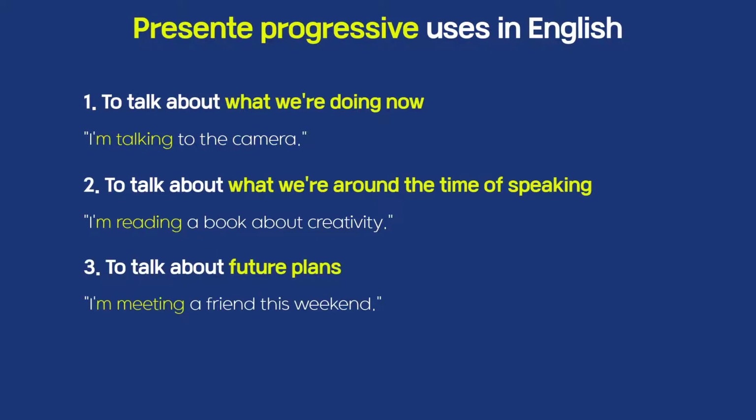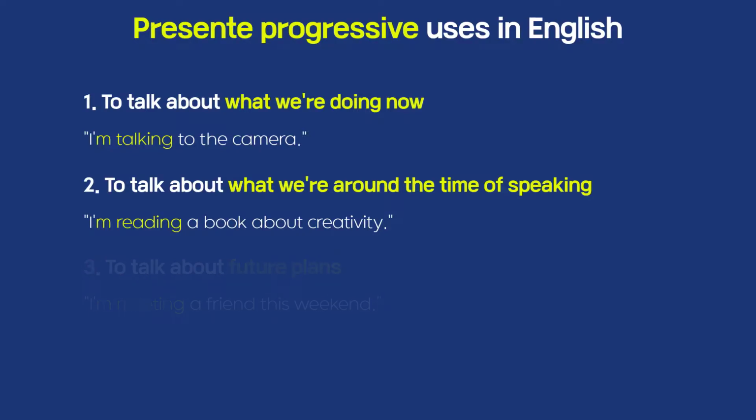Lastly, we use the present progressive to talk about future plans. So I can say, I'm meeting a friend this weekend. Now, there are other uses with the present progressive tense in English, but these are the three main uses. Now, in Korean, we don't use the present progressive verb tense to talk about future plans, but we do use it to talk about what we're doing right now and something we're doing around the time of speaking.